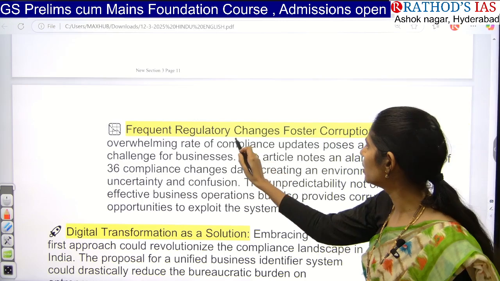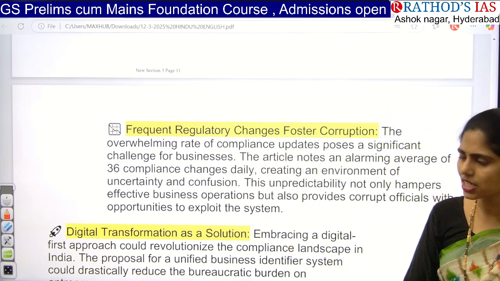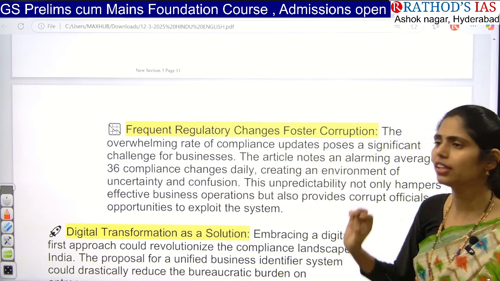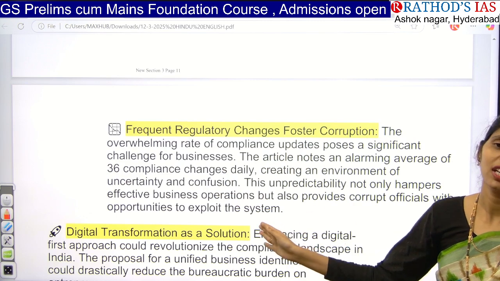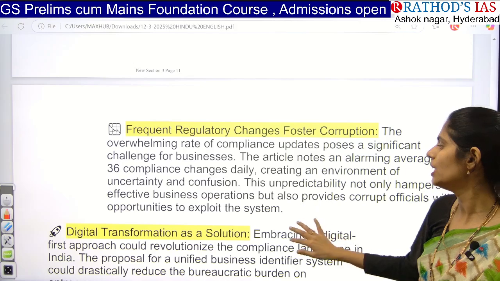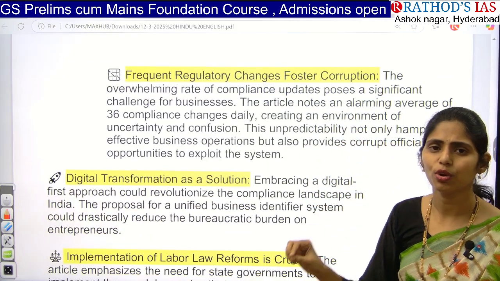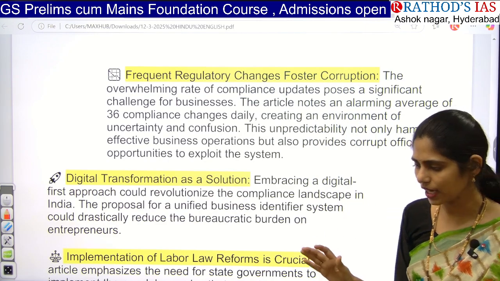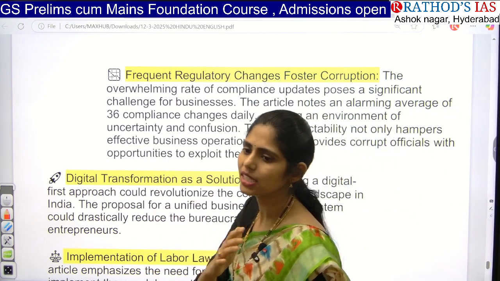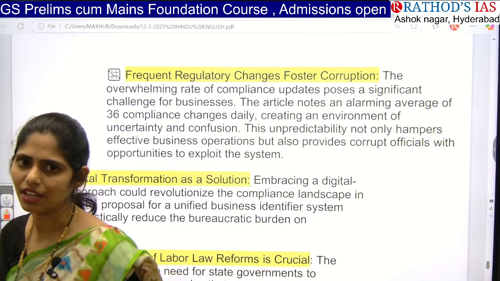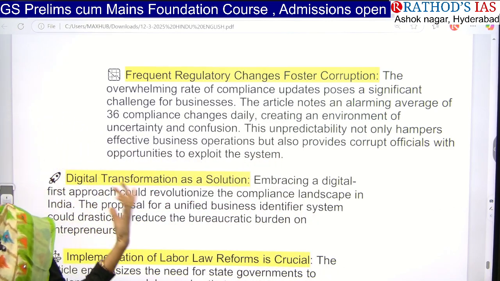That means whenever changes are happening frequently, that will create confusion and uncertainty. Because of this creation of uncertainty and confusion, that will lead to increasing corruption. So here we have to make the process very, very simple, so that everyone can go for digital things, applying on websites, everything. So there is no need of a human interface.